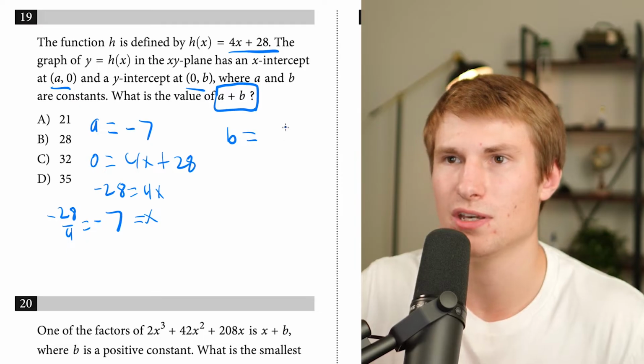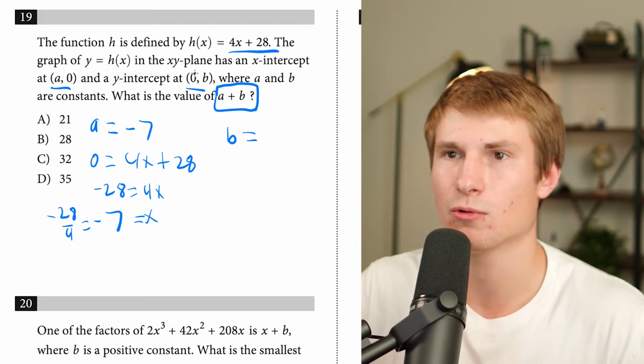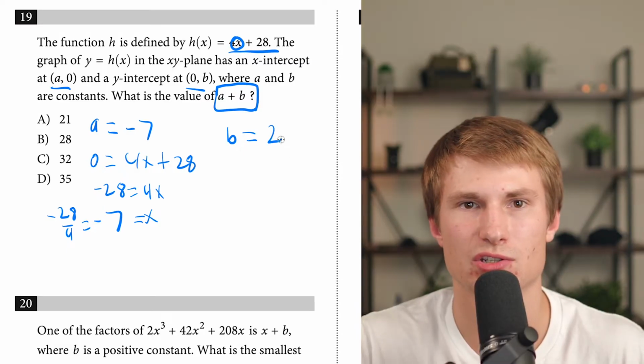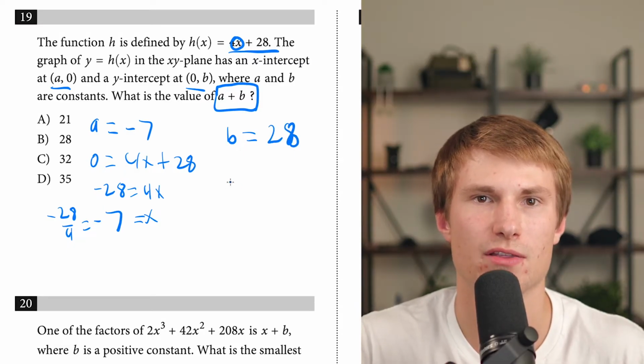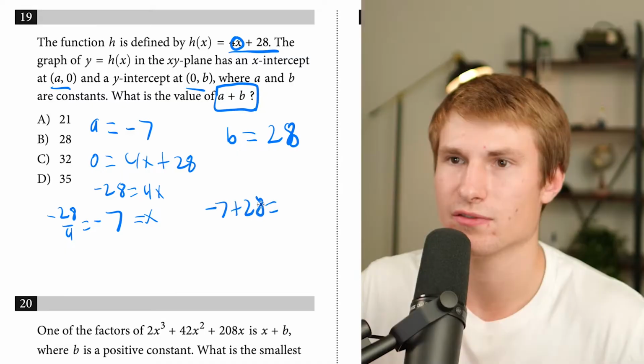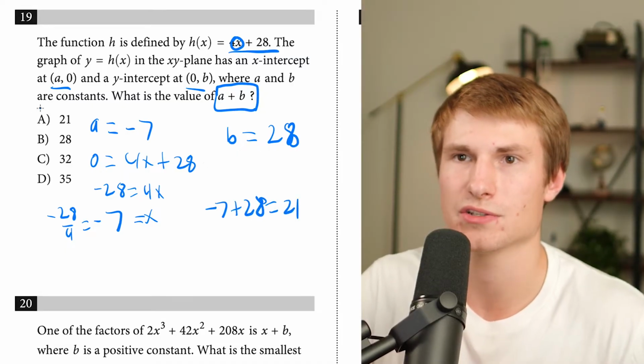Now we're going to have the value of b. B is going to be where x is 0. So that would just be 0 times 4, which is 0 plus 28. So b is just 28. From there, we just add these together. So that'd be negative 7 plus 28, which is going to give us a value of 21. So our answer there would be answer choice A.